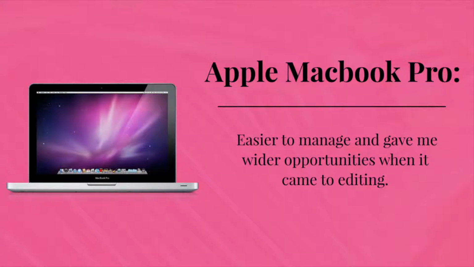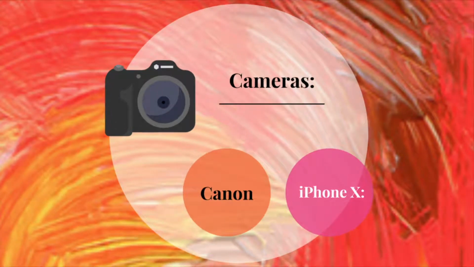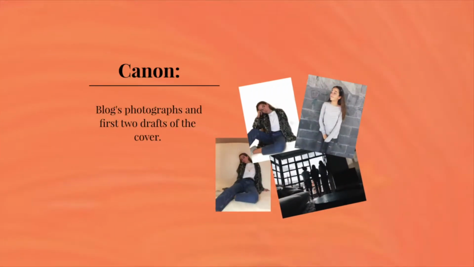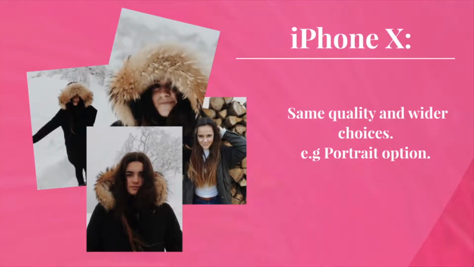The other tool I found essential was the camera. I was going to use one that was lent by my father, a Canon, which I used for various of the photographs of my blog and the photographs of my first two drafts of the cover. However, I later on found out the different tools that the iPhone X delivered, like for example the portrait option. I tried it and found that it delivered a quality higher than what I expected, and decided to use it on my photoshoot, which I will later on use as my front cover and double page spread's main images.